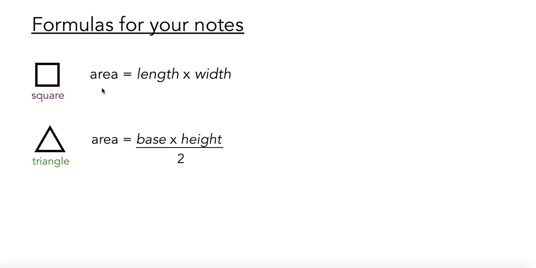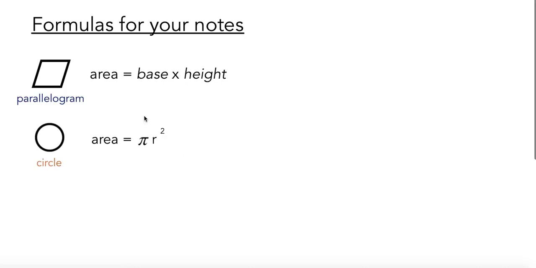Let's take a look at some formulas for your notes. To find the area of a square, we are going to use the equation length times width. To find the area of a triangle, we are going to use base times height divided by 2. For the area of a parallelogram, we will use base times height. And to find the area of a circle, we are going to use pi times radius squared.